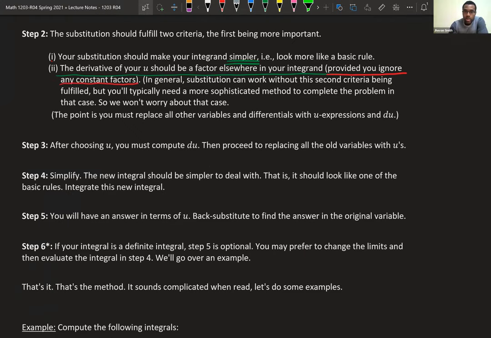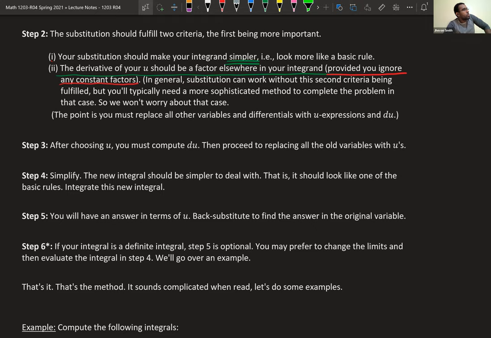Step 4, you're going to plug in all these substitutions, you're going to simplify, and then the new integral that you get in the new variable u should look like a basic rule, and you can just now apply that rule. So you'll now have an integral in a new variable that's a lot easier to deal with than the integral was before, and it will actually look more like a basic rule, and you can just integrate it. Now, once you do that, of course, your answer is going to be in this new variable, and you want to change back to the old variable. This is called back substitution. So whatever your u was before, you're going to take that expression and plug it back into where the u's are now in your final answer. And then that would be the answer.